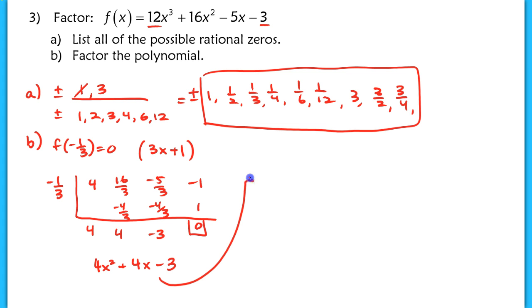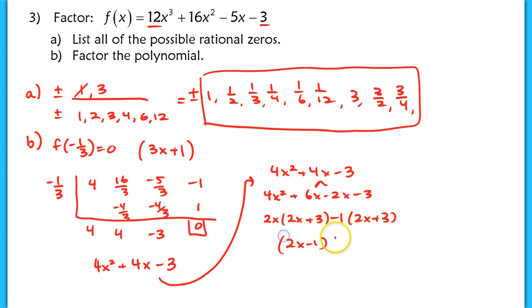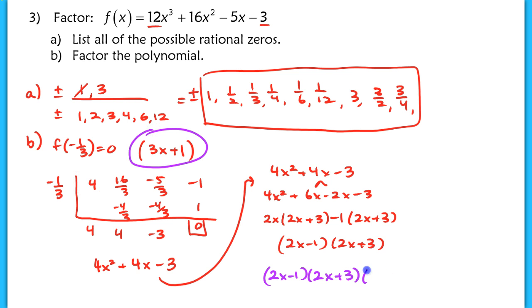Now this quadratic is definitely factorable, so we can factor 4x squared plus 4x minus 3 using splitting the middle term, because I need two numbers that multiply to negative 12 and add up to 4. So I have 6x minus 2x minus 3 now, so I just split that middle term into 6 and negative 2. So I take out a GCF. And I have factors now of 2x minus 1 and 2x plus 3, which means that the original cubic polynomial factors into 2x minus 1, 2x plus 3, and my original factor that I used in synthetic division, 3x plus 1.